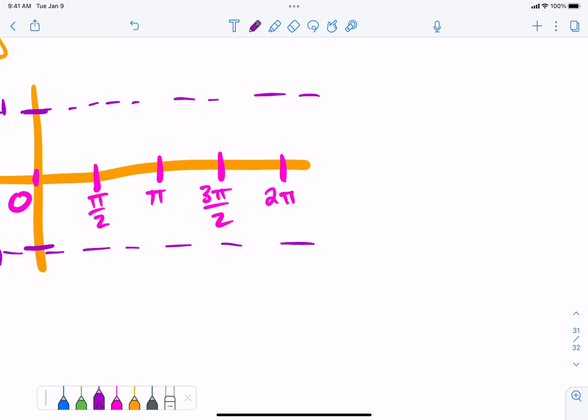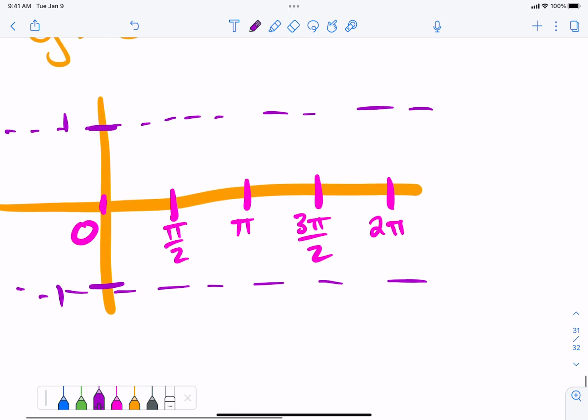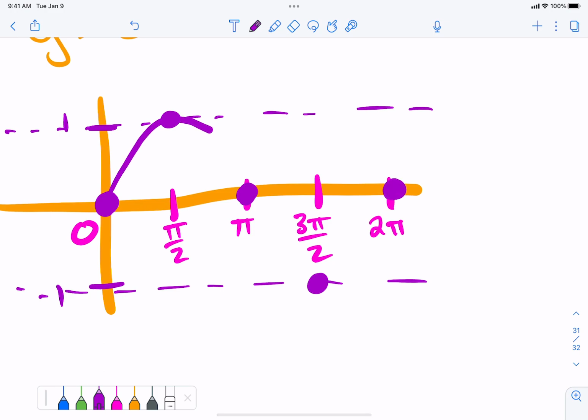Now, does sine start at 0 or start at 1? 0. It starts at 0. Then it goes up, then back to the middle, down, back down, back up to the middle again. You make your 5 dots and you connect them, just like that. Up, middle, down, middle. That is normal sine. Got it? Good to go.